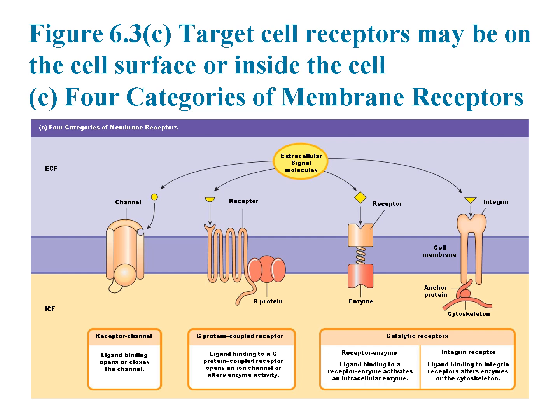G-protein-coupled receptors, or GPCRs, are one of the most versatile and widespread types of receptors. When a ligand binds to a GPCR, it activates a G protein, which then triggers a cascade of intracellular events involving secondary messengers.